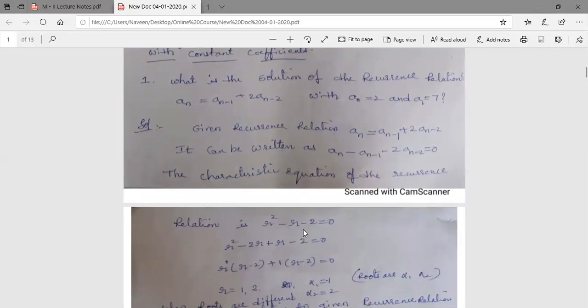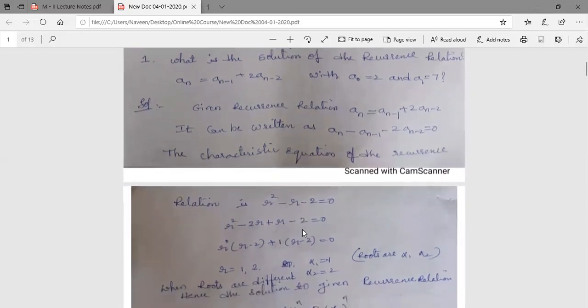Now try to find the roots of this characteristic equation. So, factor it: r^2 - r - 2 can be written as r^2 - 2r + r - 2 = 0. From this we get two roots: alpha 1 is -1 and alpha 2 is 2. We got two different roots.